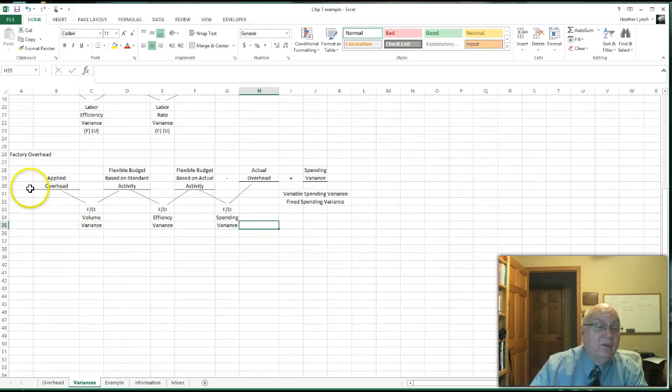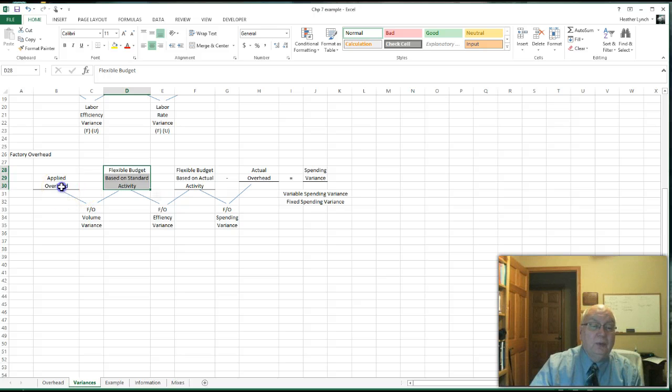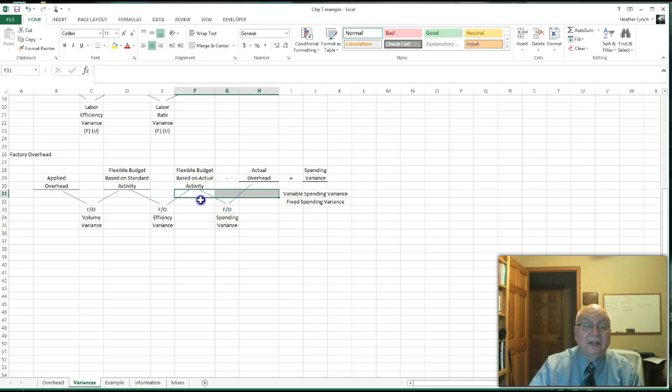And here's my overhead. The first column is the applied overhead. That's just the normal application rates. Then we have the flexible budget based on the standard activity, and the difference between these two is the volume variance. And then the third column is the flexible budget based on actual activity, and the difference between those two is the efficiency variance. And then this column is the actual overhead, and the difference between these two is the spending variance. And then the variable spending is simply you subtract the lines individually.